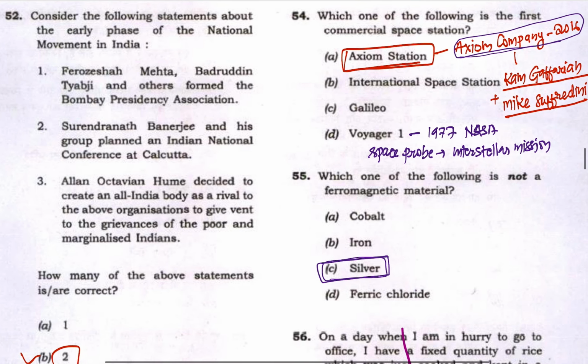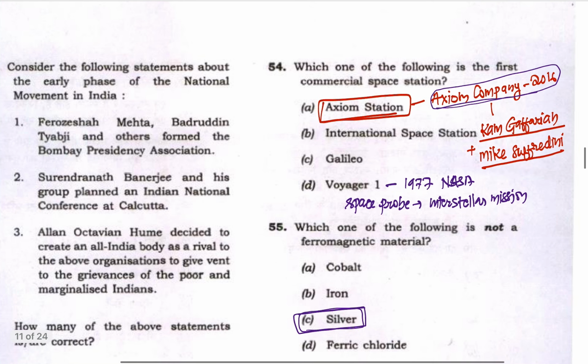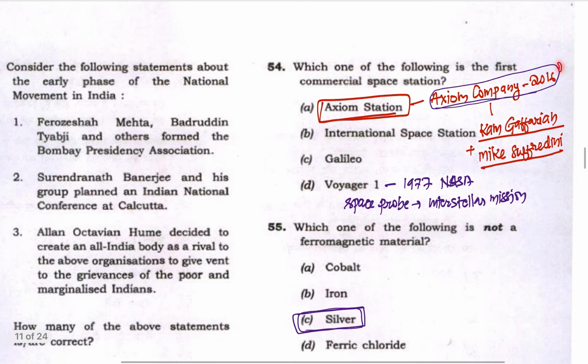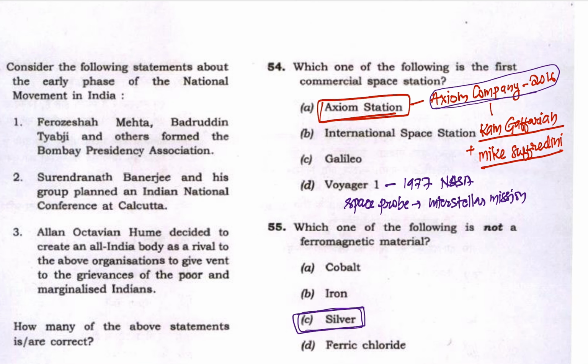Now, which one of the following is the first commercial space station? The Axiom station will be one of the first commercial space stations, designed by the Axiom company, and this will be launched in 2026. Axiom space station. The founders of this company are Kam Ghaffarian and Mike Suffredini.